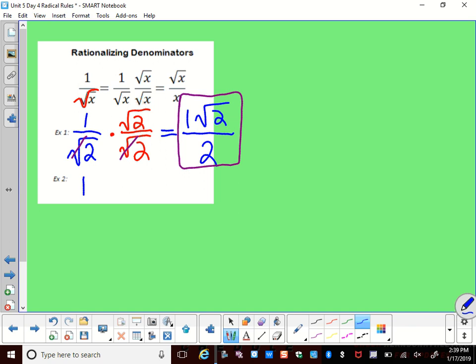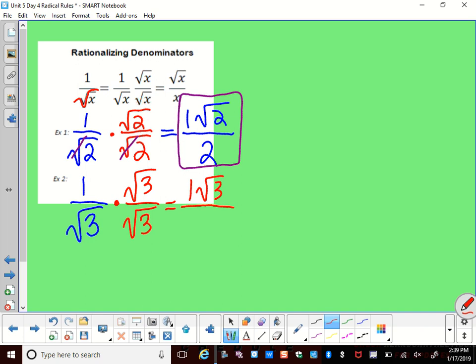Alright, our second problem, let's say we have 1 divided by square root of 3. I'm going to multiply by what? Root 3. So on top, I have 1 times root 3. On the bottom, I have 3, because root 3 times root 3 is root 9. Square root of 9 is 3. That's our little trick. We don't have to go through the whole thing. We can just cross those out and keep the number. They basically cancel each other out.